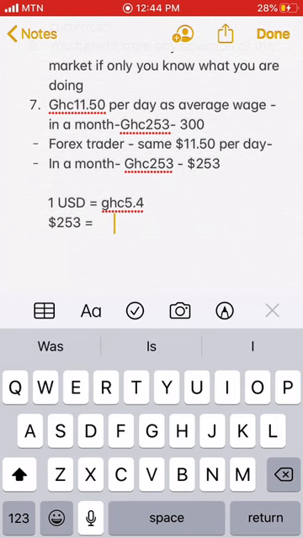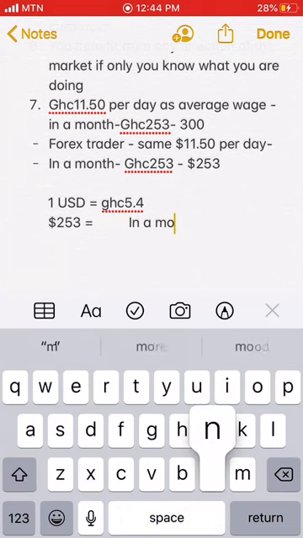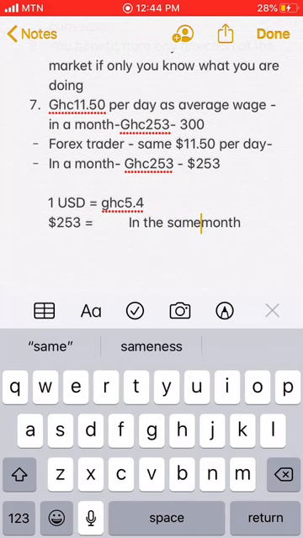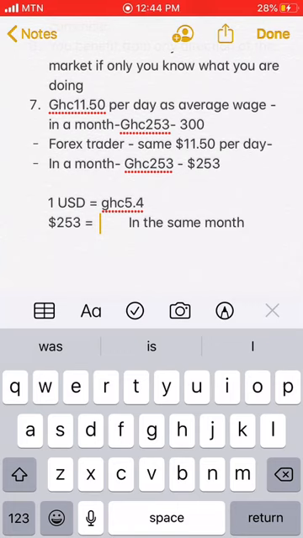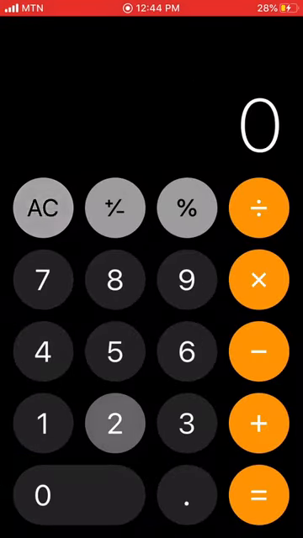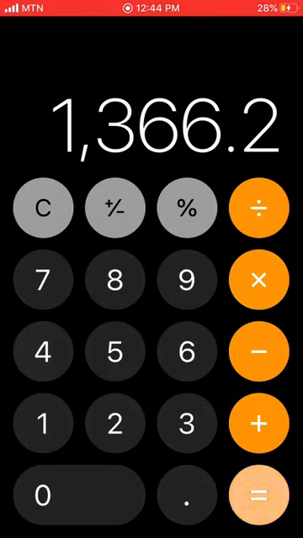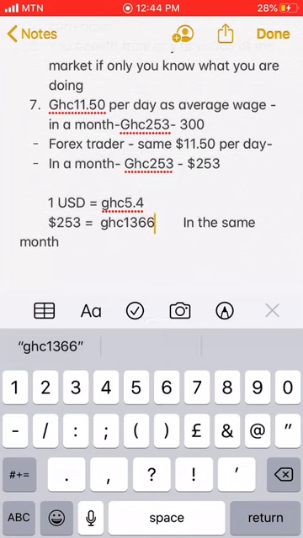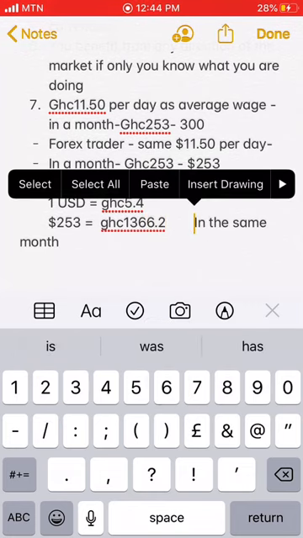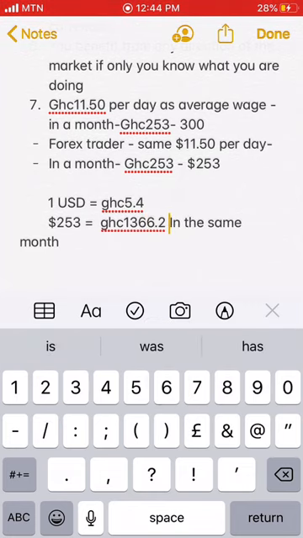In a month, you, the one listening to me, will no more be making 253 cedis like the other ordinary Ghanaian, but you'll be making $253, and that's at 5.4. So 253 times 5.4, that's 1366.2. Come on, which other business would give you this?